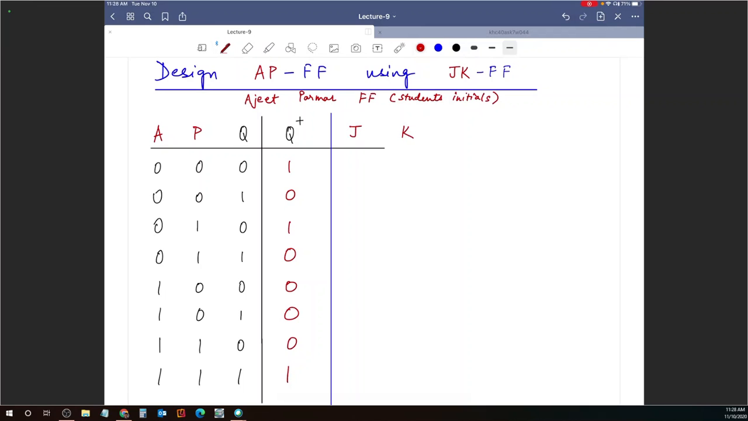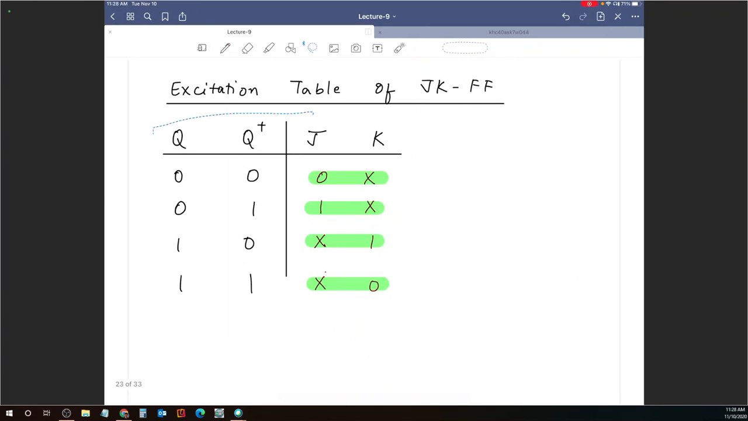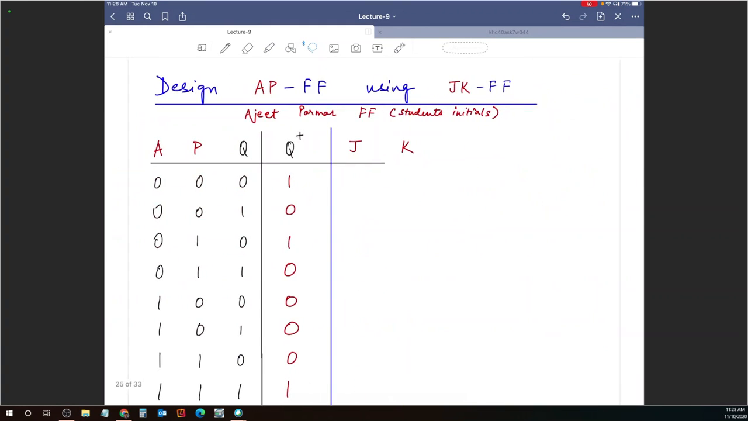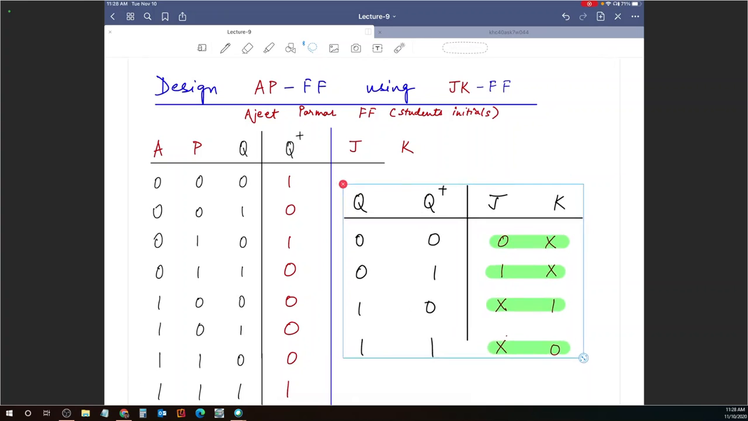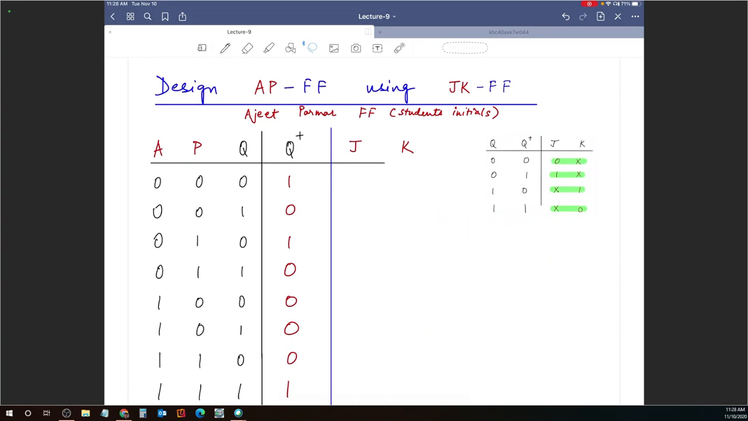So let me write JK over here, and toggle, yes. Now, to do this, I'm going to need my excitation table of JK, otherwise it is going to be a lot of back and forth. So I'm going to copy that, paste it over here, minimize it, and write the inputs that I need to provide for J and K to get that change from 0 to 1 or 1 to 0 and so on. So I'm looking at these two to figure out these two, these two to figure out these two, and so on.